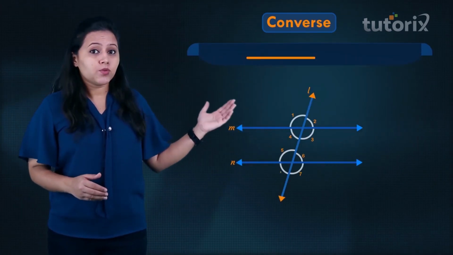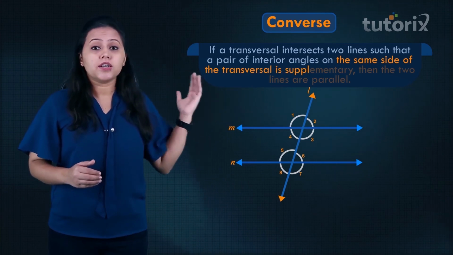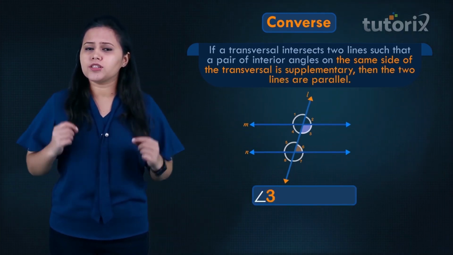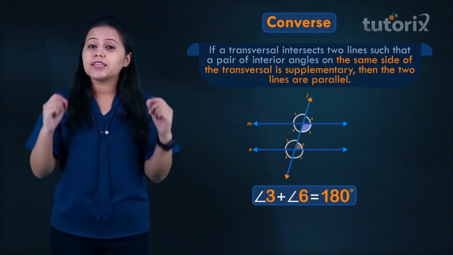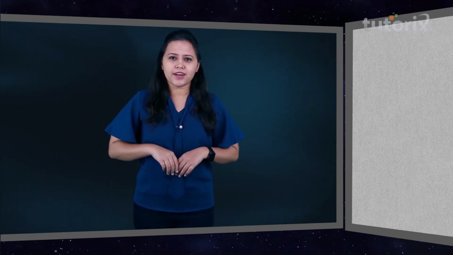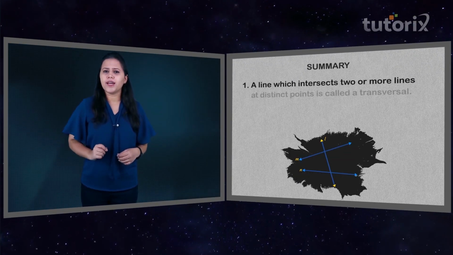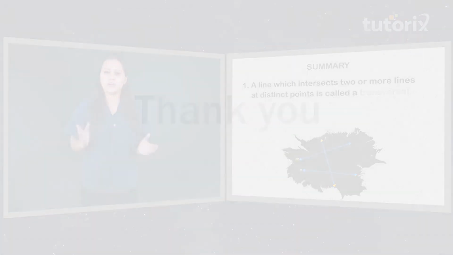Conversely, if a transversal intersects two lines such that a pair of interior angles on the same side of the transversal is supplementary, then the two lines are parallel. So guys, this was all for today. Now let's do a quick recap. A line which intersects two or more lines at distinct points is called a transversal.